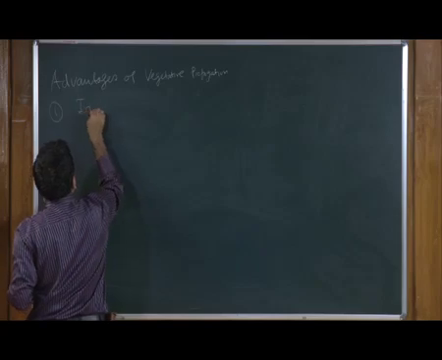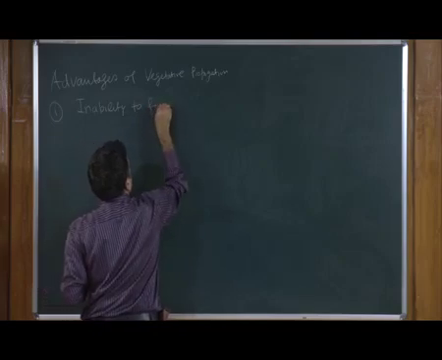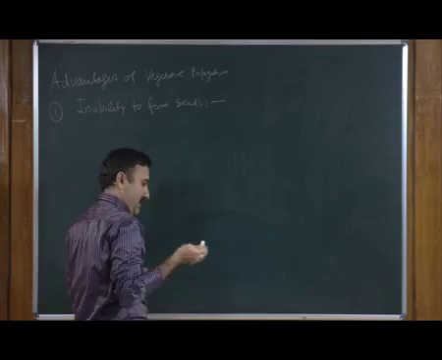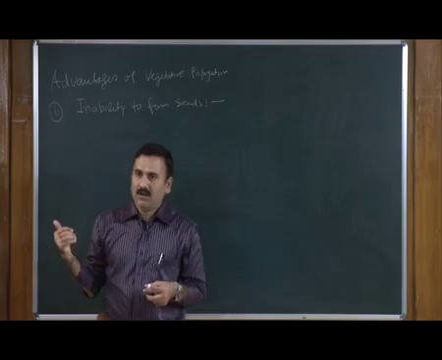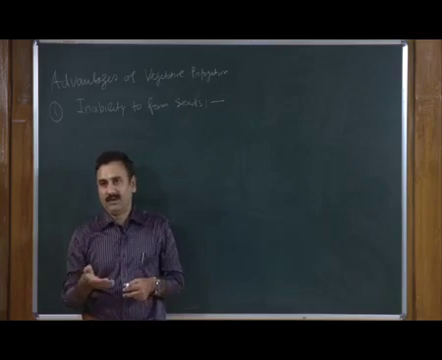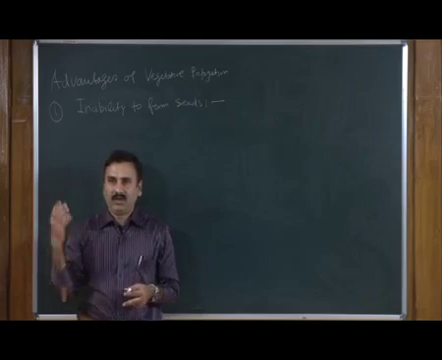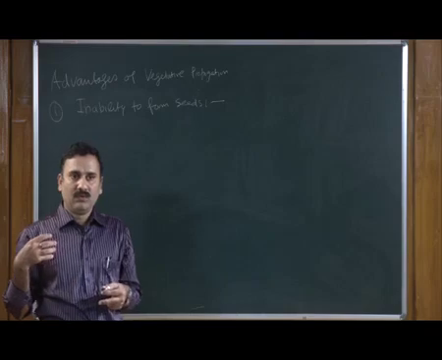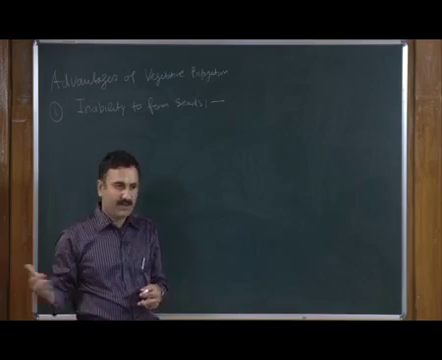Inability to form seeds. There are many examples where plants are not able to make seeds because they have several types of hurdles in getting either the pollination or the fertilization working, and those kinds of plants are normally propagated by vegetative methods.